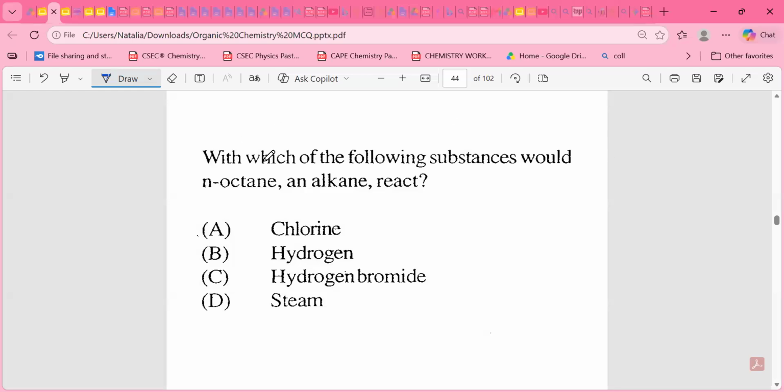Shall the following substance with N-octane react? Any alkane is going to react with a halogen, and the only halogen there is chlorine.